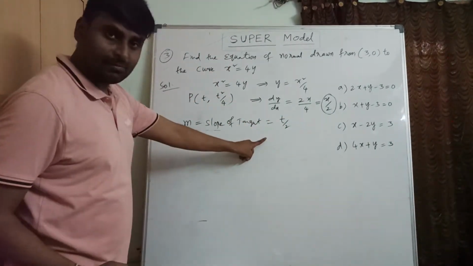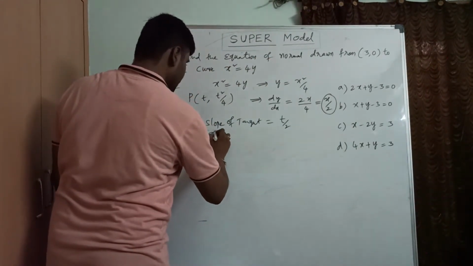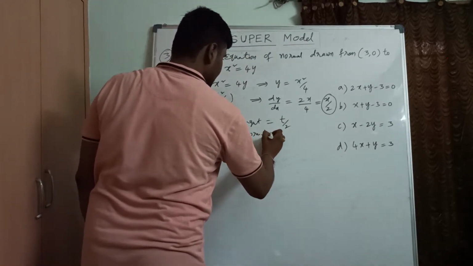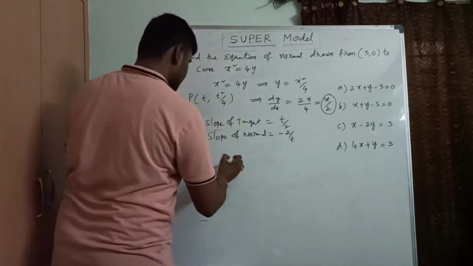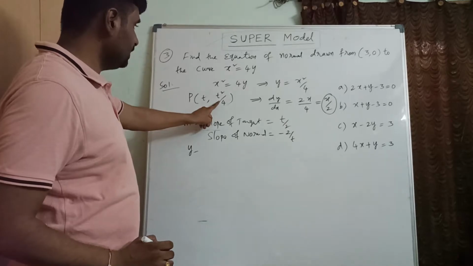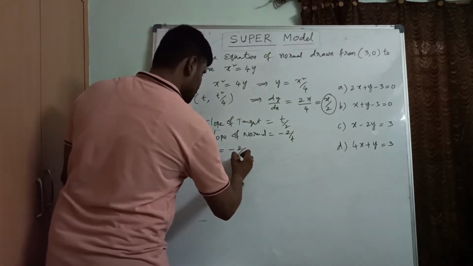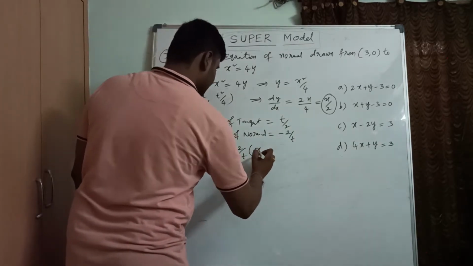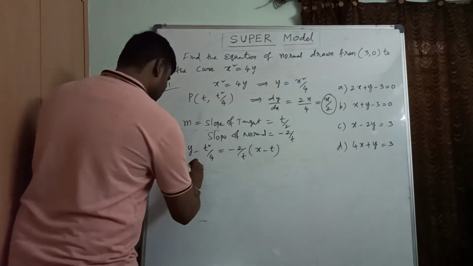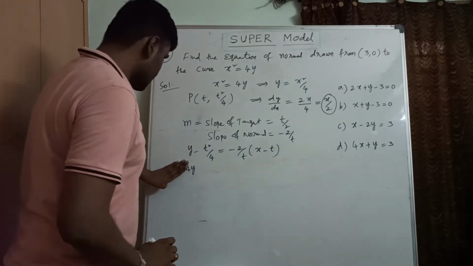So this is the slope of the tangent, but we are discussing the equation of the normal. So reverse the slope: the slope of the normal is minus 2 by t. Correct or not? So y minus, now what is the point here? t square by 4. Correct? What is the slope? Minus 2 by t into x minus t. Correct? Now cross multiply. Before that, take the LCM there: 4y. Right? Just stop here.